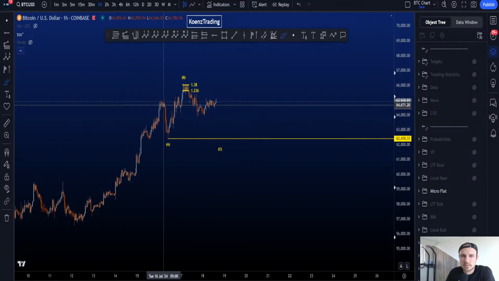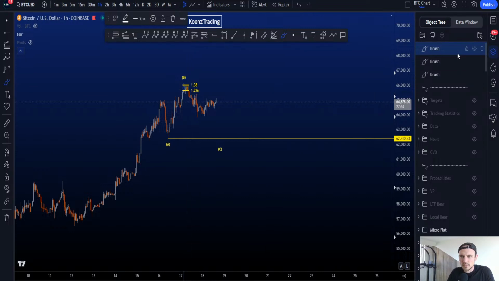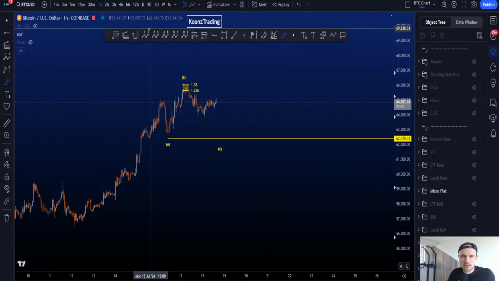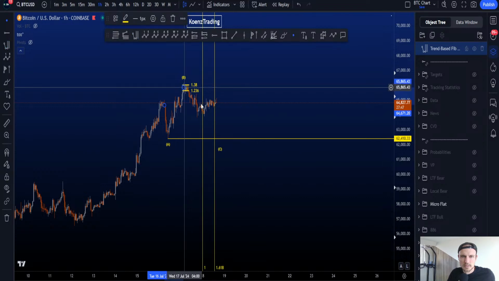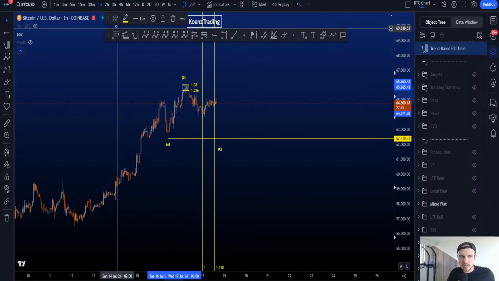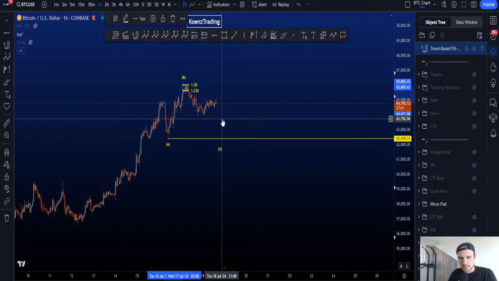If we take a fib time from the start of A to the end of B. Oh, I misclicked. Oh, wait, I don't have those brushes. From the start of A to the end of B. We've got to move down really quick in that case, because you don't want wave C. Yeah, it doesn't make sense.